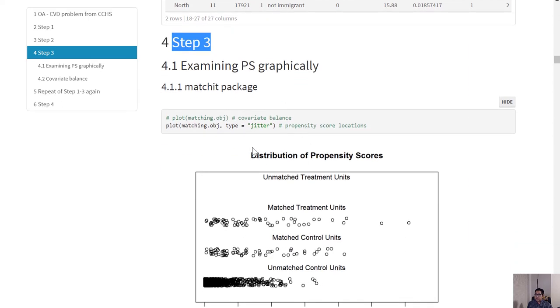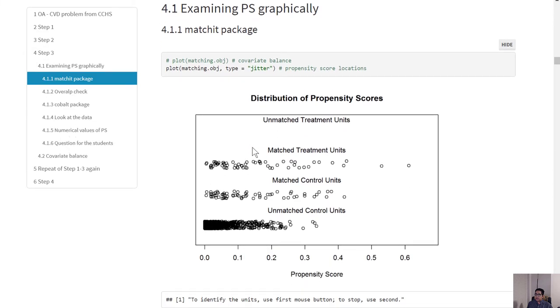So there are some graphical plots in the matchit package. So you can see some of these are unmatched control, and these people were matched. So you can see there was one person here in the control unit, but there were a couple of subjects who were not necessarily very close to the control unit, right?